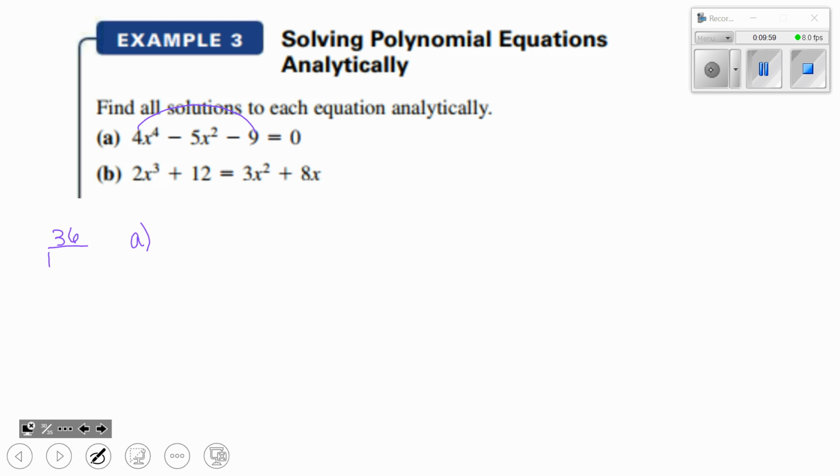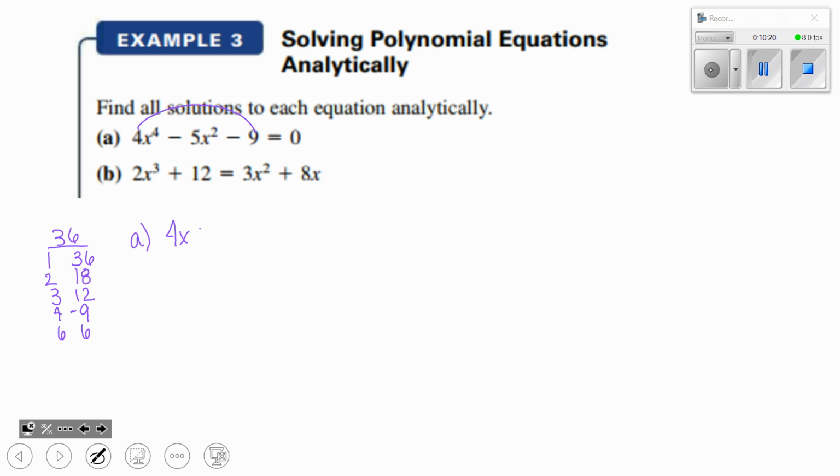I'm looking at which factor pair of 36 can make a 5. So 1 and 36, 2 and 18, 3 and 12, 4 and 9, 6 and 6. So 4 and 9 will make a 5 if the 9 is negative. So let's think about what's going to happen here.